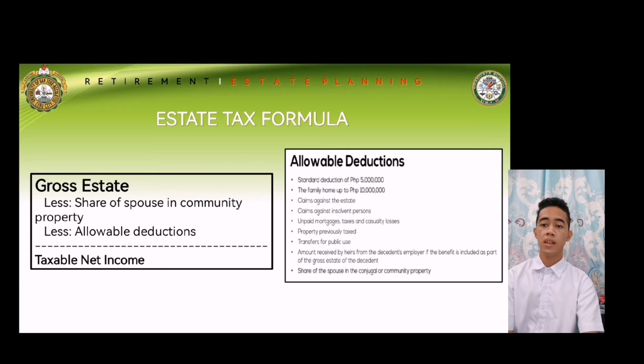Claims against the estate. Claims against insolvent persons. Unpaid mortgages, taxes and casualty losses. Property previously taxed. Transfers for public use. Amount received by heirs from the decedent's employers as benefits included as part of the gross estate of the decedent. That is the share of spouse in the conjugal or community property.